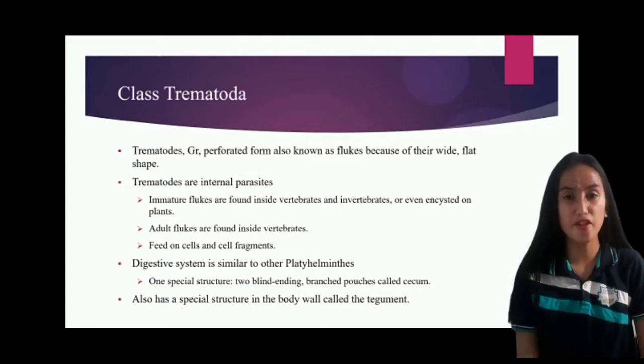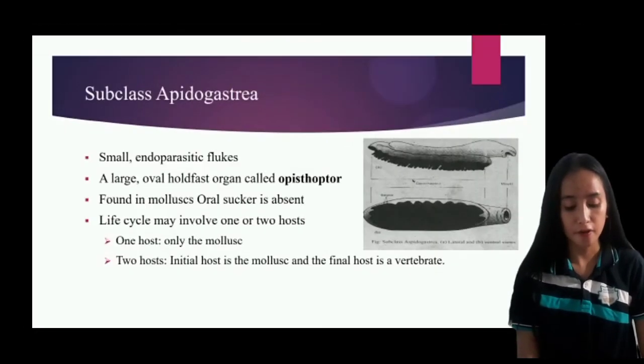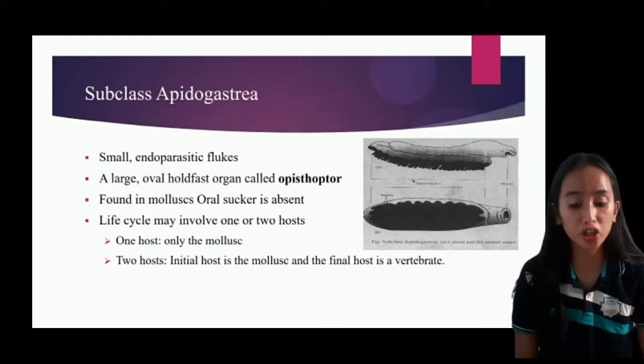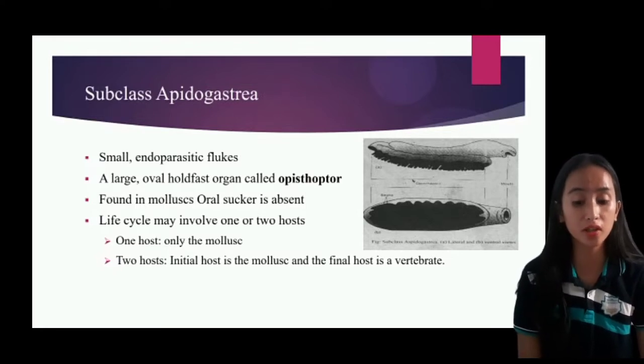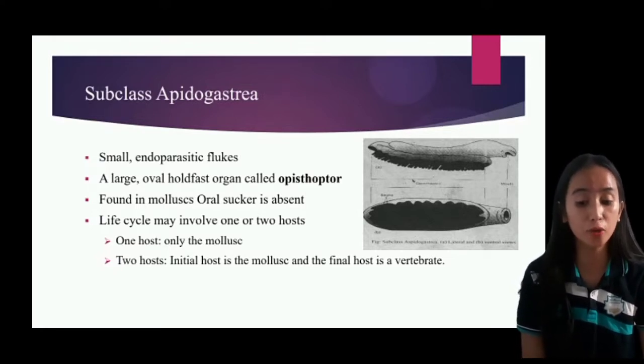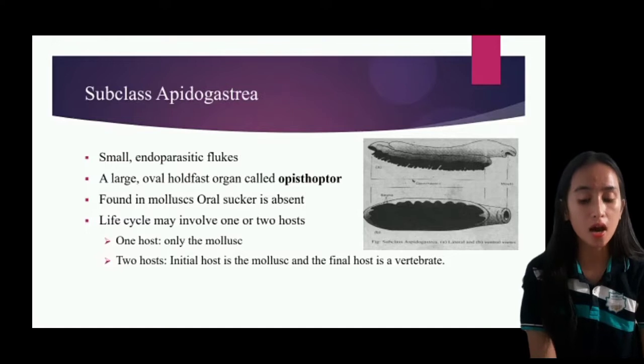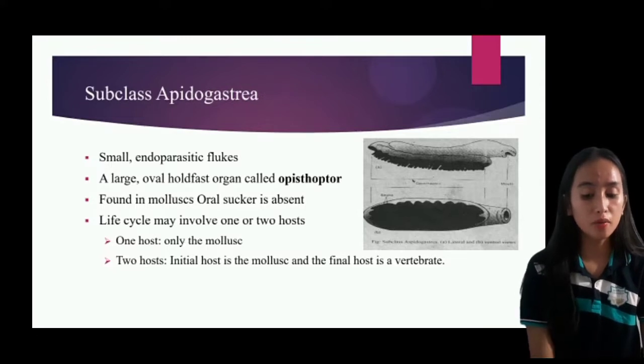Example, blood flukes and Fasciola and Digenea. Subclass Aspidogastrea. The Aspidogastrea are also known by the Greek word Aspidogaster, meaning stomach pouch. It's a small group of flukes comprising about 80 species. A large oval holdfast organ called the opisthaptor, found in molluscs, oral sucker.